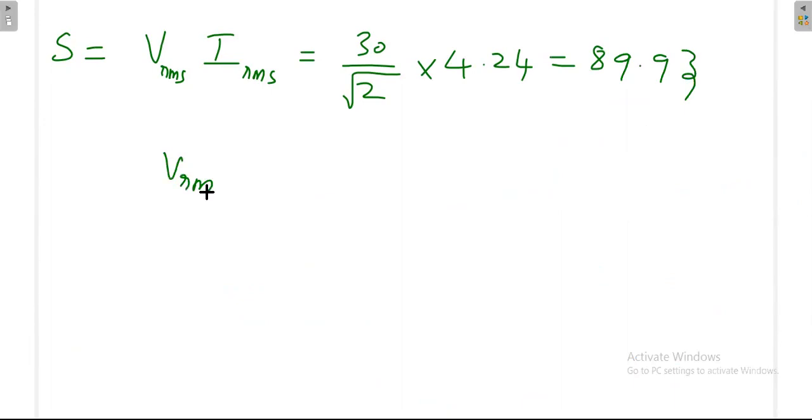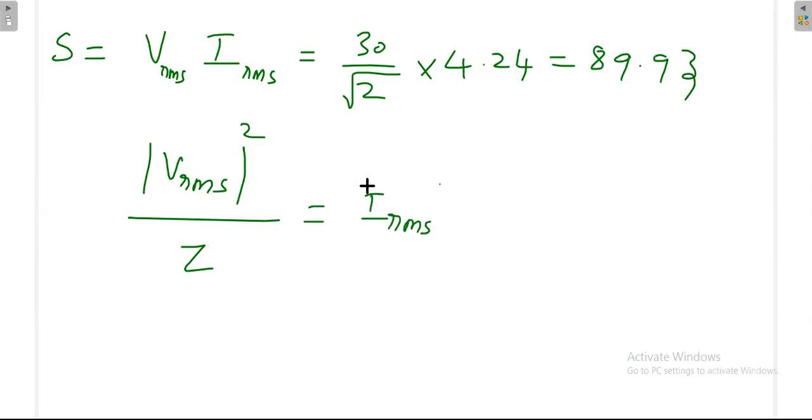Complex power you can also find out in a different manner. You can write VRMS mod square, that means total supply voltage, divided by total impedance of the circuit, or otherwise IRMS whole square and again mod Z. Like this also you can calculate. So this is finally the complex power.